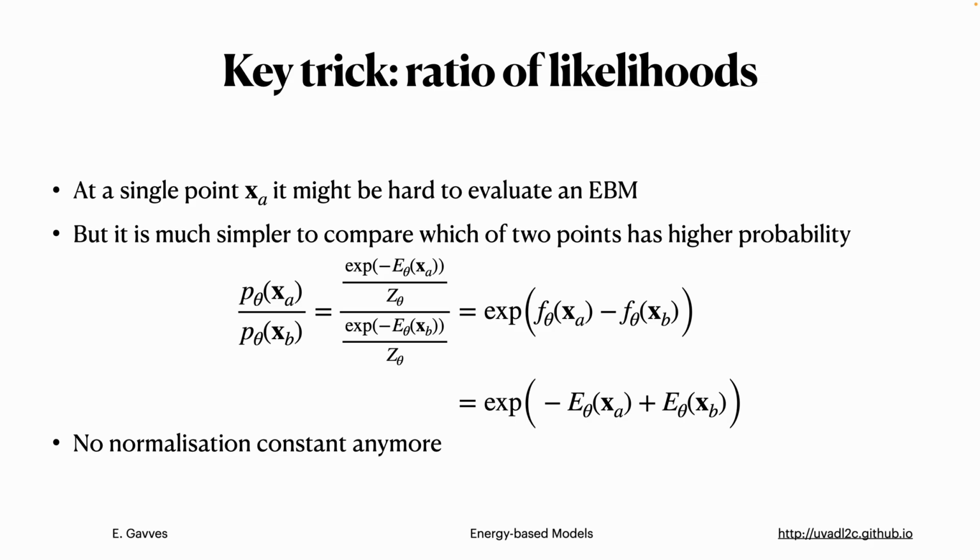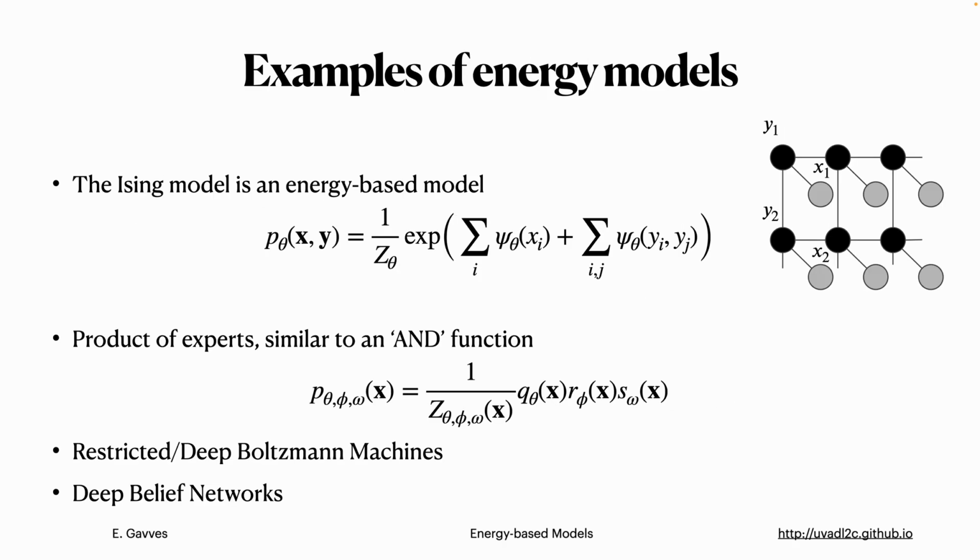Is it clear? Any questions? So the ratio of likelihoods, you will see it all over the place in general with complex distributions, from MCMC sampling to energy-based models, because it alleviates the requirement of computing the normalizing constant.